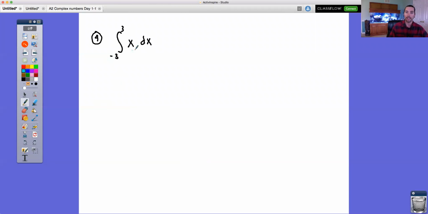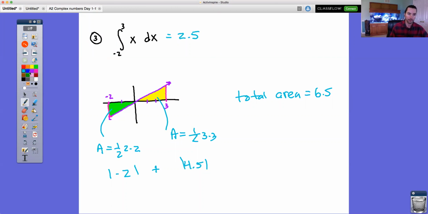Integrate x with respect to x from -3 to +3. Oh, pause on this question. Let me go back. I forgot. I told you I was going to do the last problem a different technique. Then I forgot. I got excited.